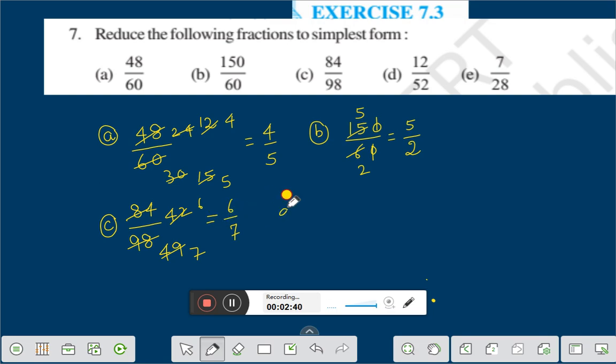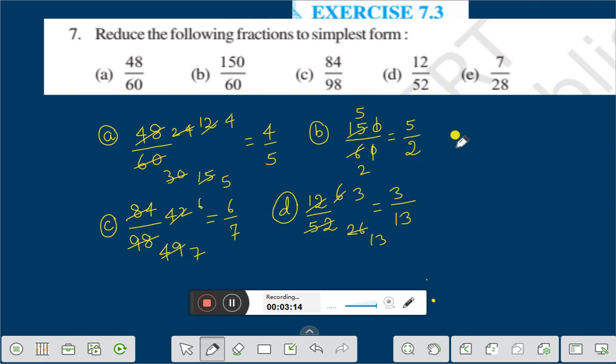Now question number D. Question number D is 12 by 52. Divide by 2: 2 sixes are 12, 2 twos are 4, 2 twenty-sixes are 52. Then divide by 2 again: 2 threes are 6, 2 ones are 2, 2 thirteens are 26. That is 3 by 13.